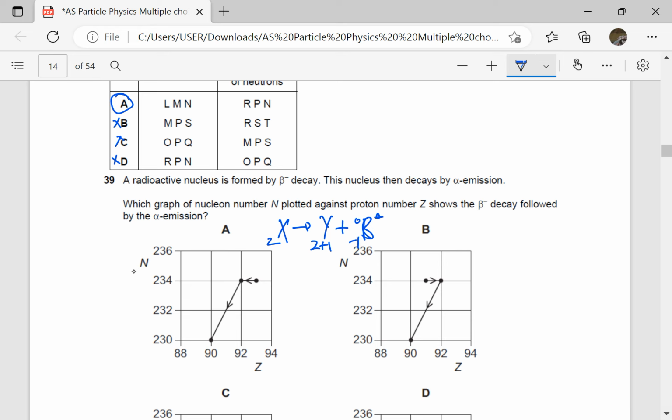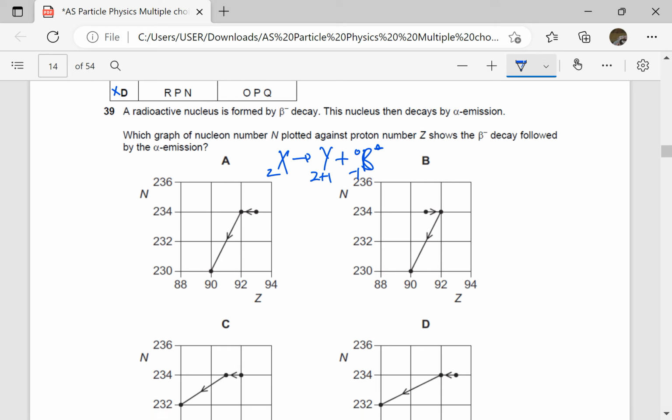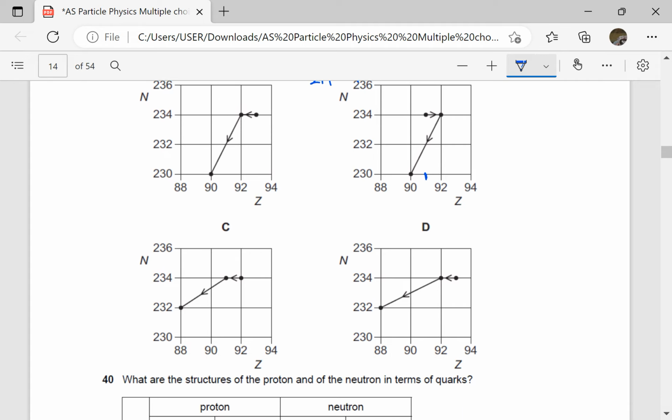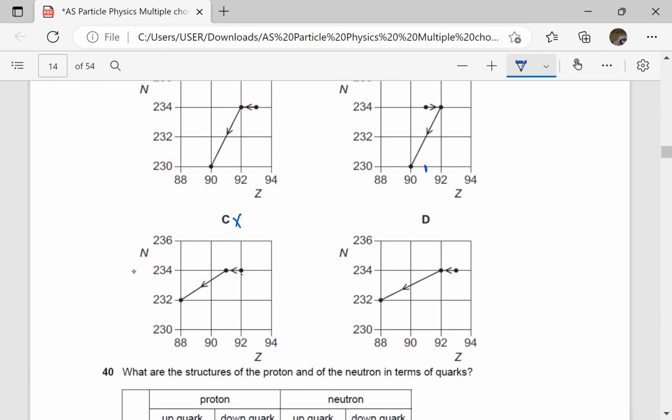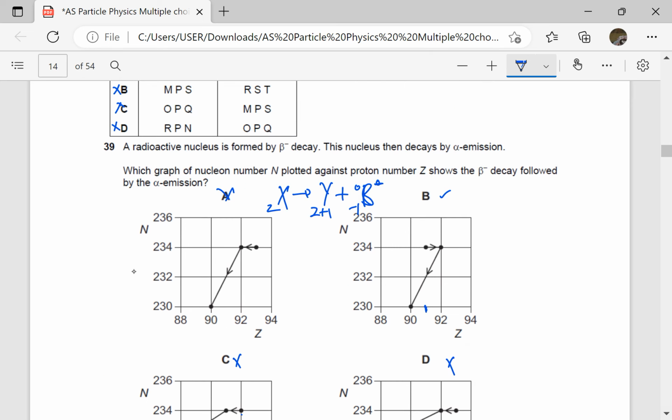Let's check. Here the proton number decreases from 93 to 92. That is wrong. Here the proton number increases from 91 to 92. That could be correct. Let's maintain that first. Here the proton number decreases from 92 to 91. It must increase. And here the proton number also decreases, yet it is supposed to be plus 1. So the answer is going to be B without any further calculation, because the proton number increases by 1, Z plus 1.